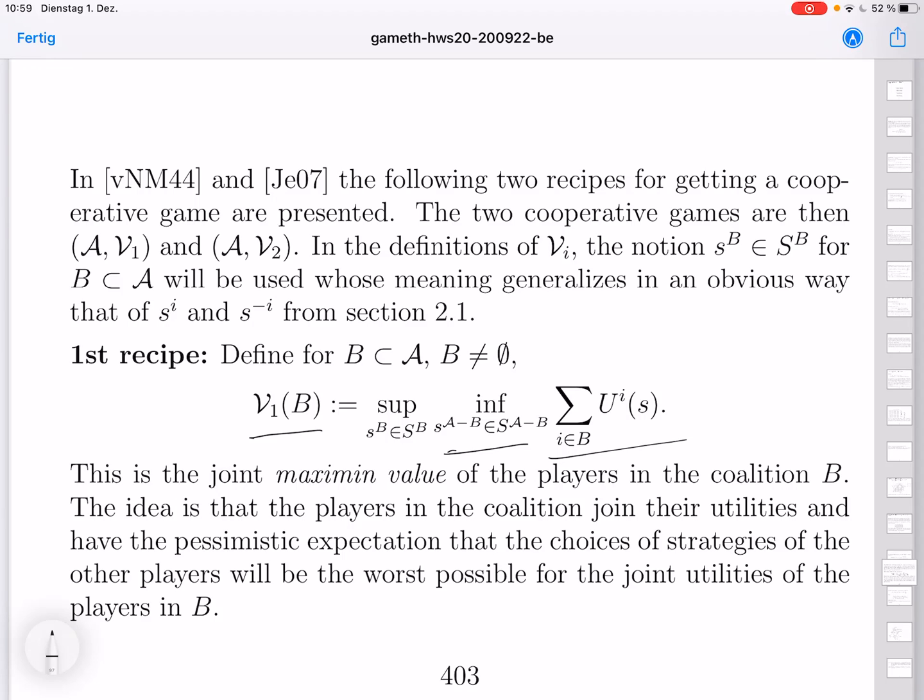So here the other players are as mean as possible, and they don't care about their own utilities. They care only about the sum of the utilities for the players in the coalition B, and they choose second. The players in the coalition B choose first. So in this way we get for each coalition a coalition value, and this gives us a cooperative game.